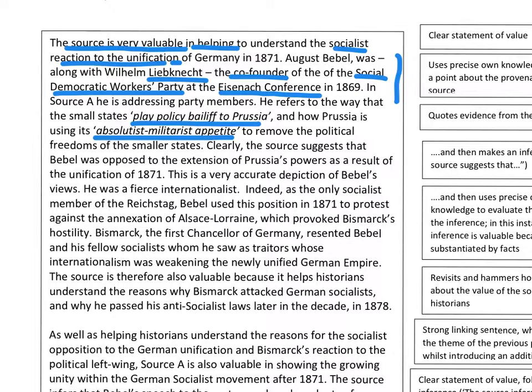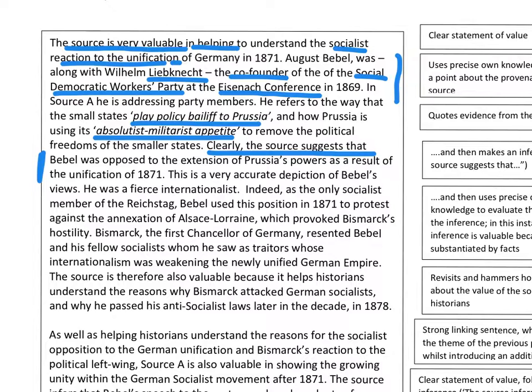understand the value of that evidence, and this is the inference bit. Okay, now there are certain phrases you can put in which show that you're making an inference, because the examiner needs to see that you're making inferences. One way is to use the word suggests. Clearly, the source suggests that. So I now know an inference is on its way. It suggests that Babel was opposed to the extension of Prussia's powers as a result of the unification of 1871. So there's the inference. You're showing the examiner you understand the source.